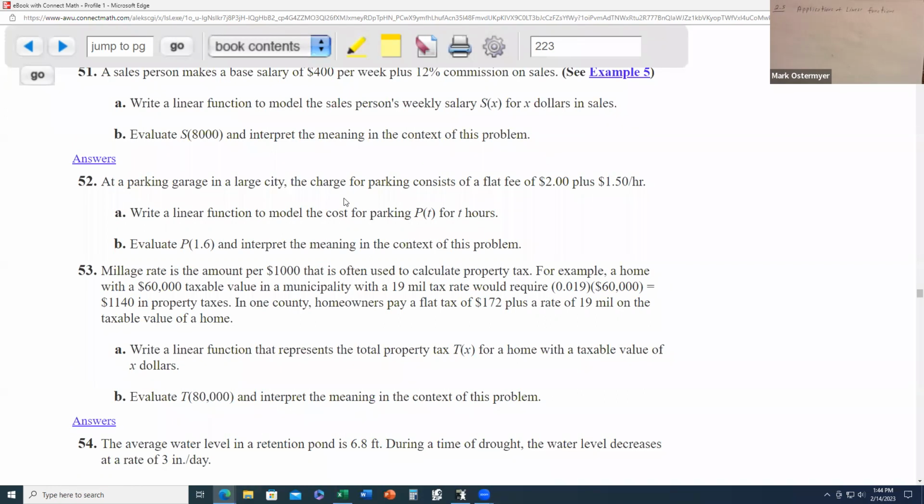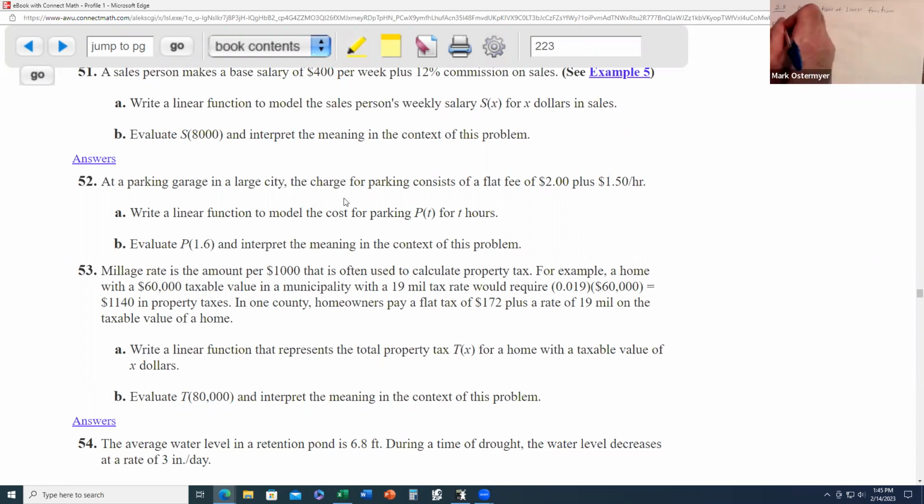At a parking garage in a large city, the charge for parking consists of a flat fee, I like to call a fixed fee, of $2 plus $1.50 for every hour you park there. A, write a linear function to model the cost for parking P of T for T hours, and B, evaluate P of 1.6 and interpret the meaning in the context of this problem.